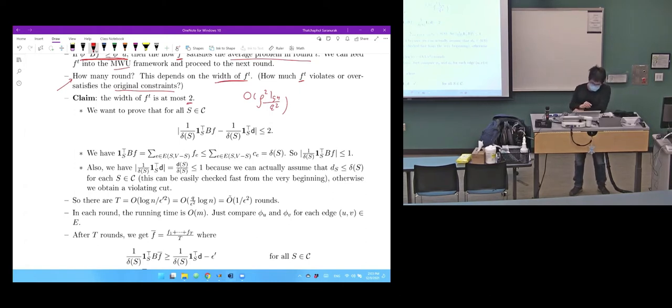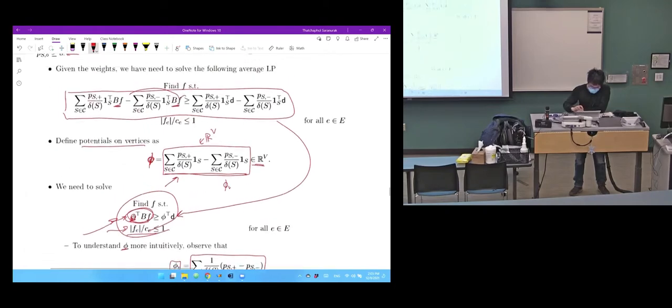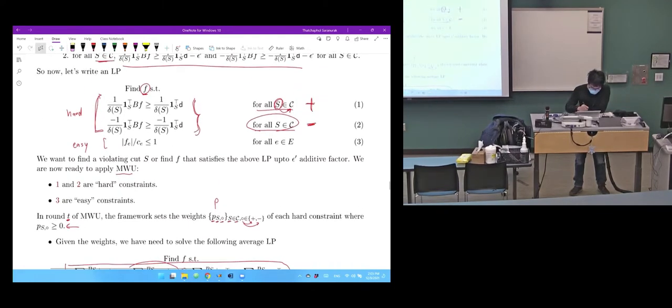Why is that the case? Well, let's look at the original constraint. The original constraint is just this thing, right? And this thing. So we want to prove that this term, maybe call it A, minus this term B. We want to prove that A minus B is smaller than rho, and actually it's smaller than 2. We want to prove this.